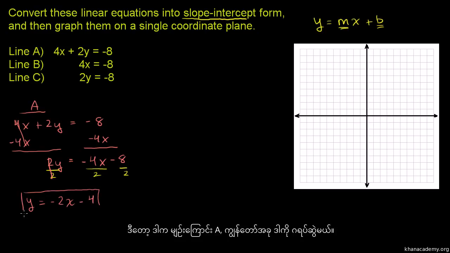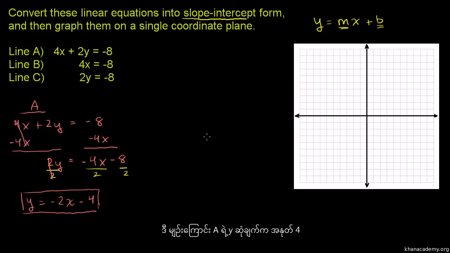And let me graph it right now. So line A, its y-intercept is -4. So the point 0, -4 is on this graph. If x is equal to 0, y is going to be equal to -4. You can just substitute that in. So 0, 1, 2, 3, 4. That's the point 0, -4. That's the y-intercept for line A.